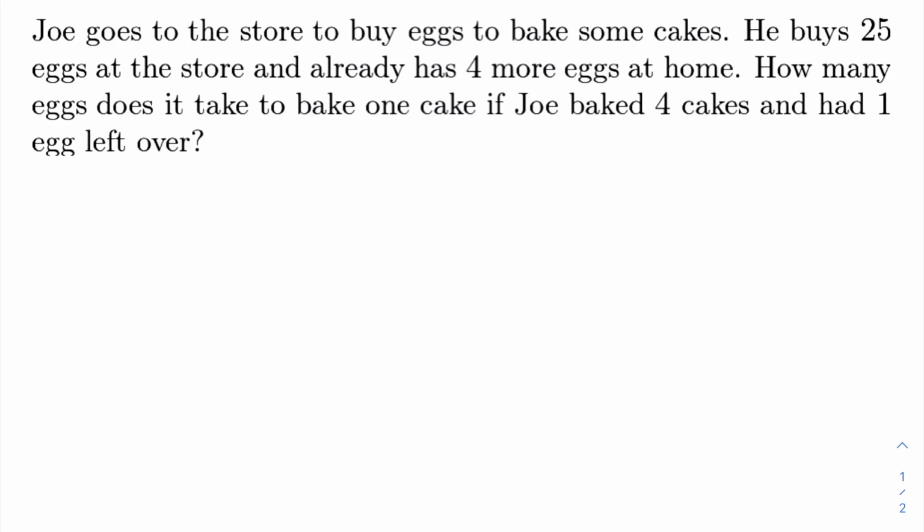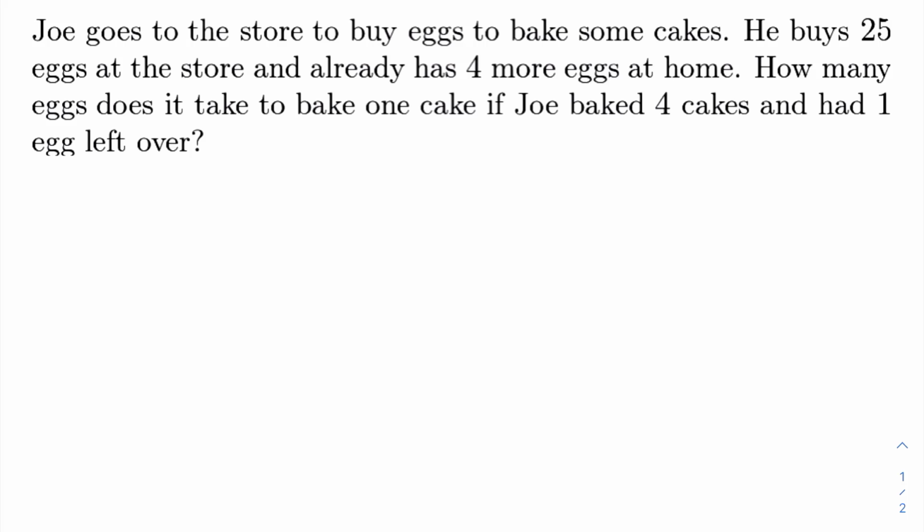Joe goes to the store to buy eggs to bake some cakes. He buys 25 eggs at the store and already has 4 more eggs at home. How many eggs does it take to bake one cake if Joe baked 4 cakes and had 1 egg left over? Now to start, let's find out how many eggs Joe had to bake his cakes.